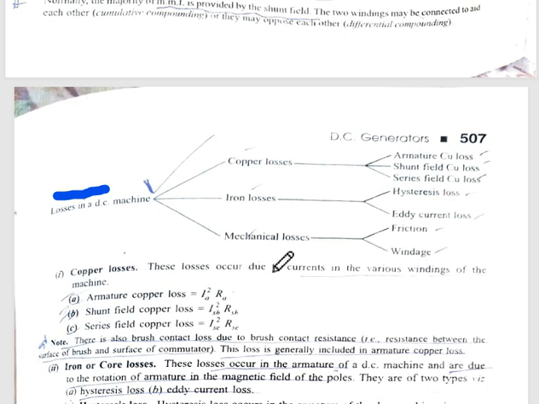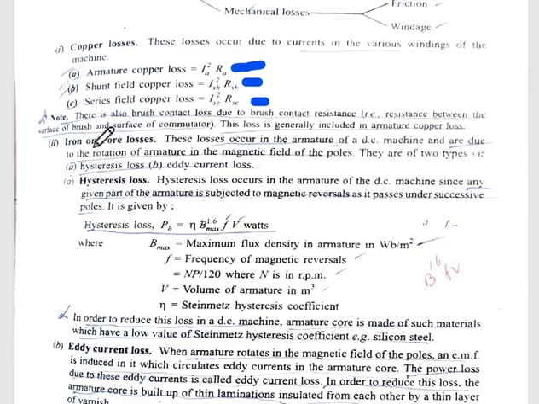Copper loss is the loss that occurs due to current in the wires or winding of the machine. Armature copper loss is I_a squared R_a, shunt field copper loss is I_sh squared R_sh, series field copper loss is I_se squared R_se. There is also brush contact loss due to brush contact resistance, the resistance between the surface of brush and surface of commutator. This loss is generally included in armature copper loss.